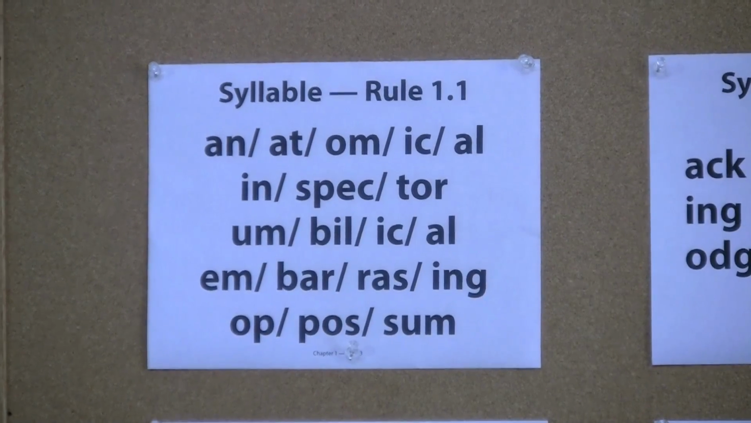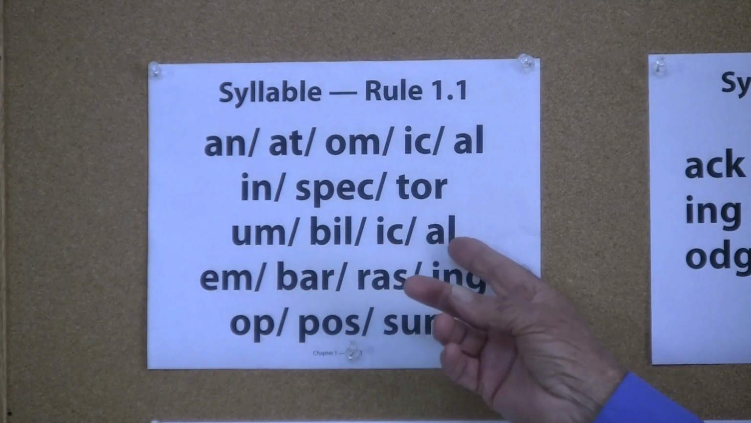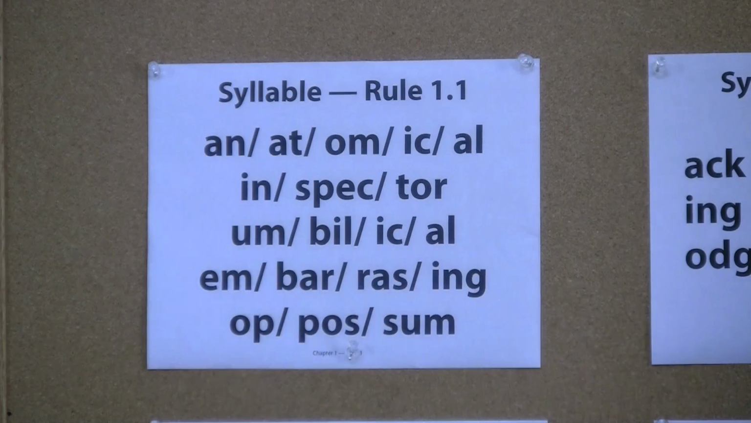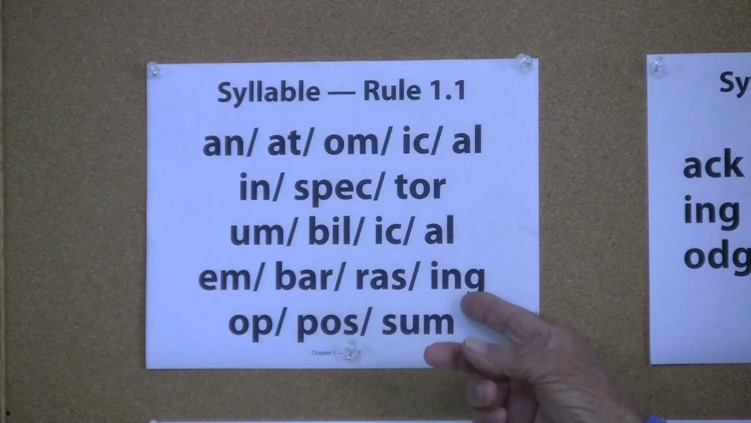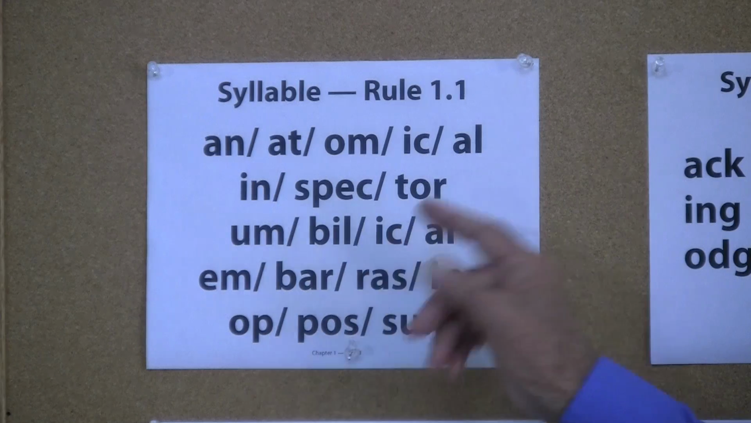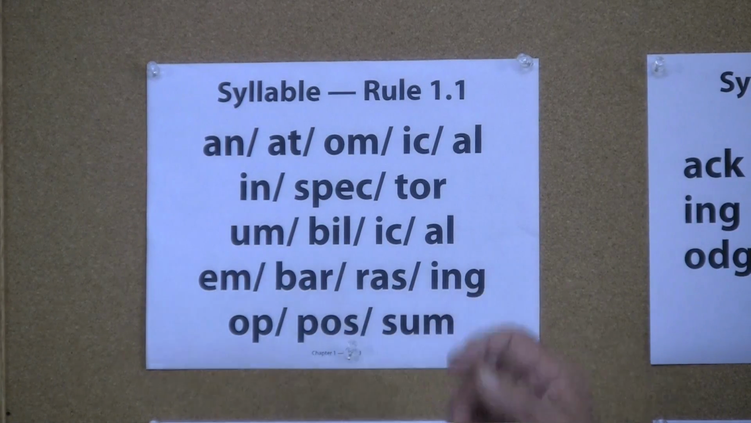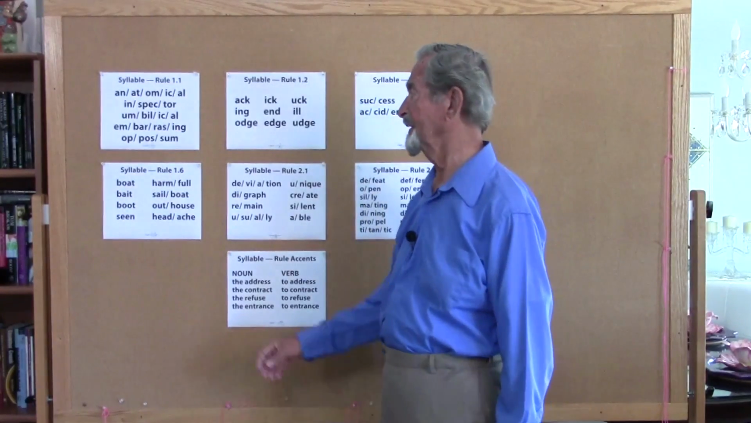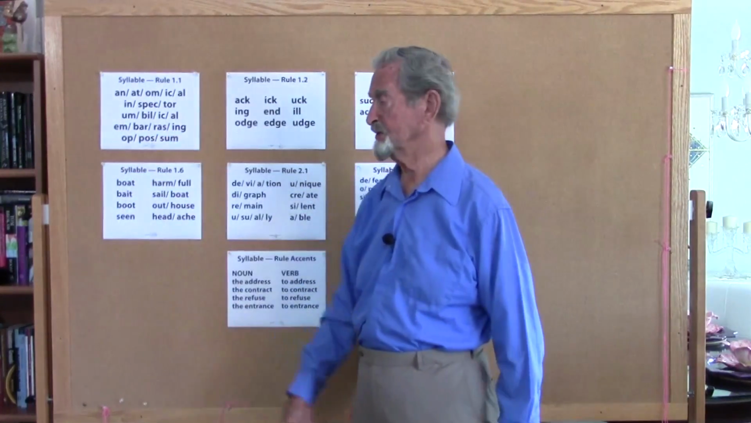Inspector. Inspector. Bil ik al. Embarrassing. There's a nice long one. Embarrassing. Bar, ras, ing. Notice that the division is between the two R's. And the same with up, pos, sum. Up, pos, sum. Most people just call it a possum, but actually the spelling is O-double-P, and it has two S's.